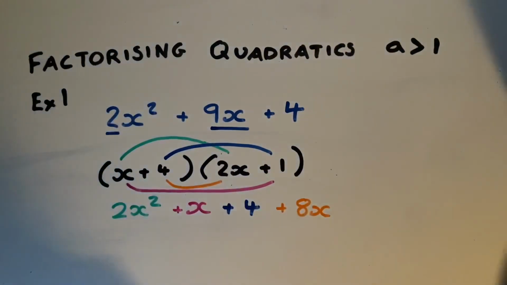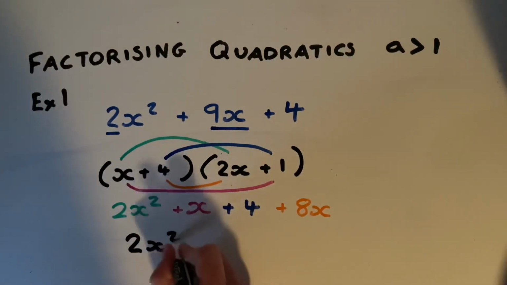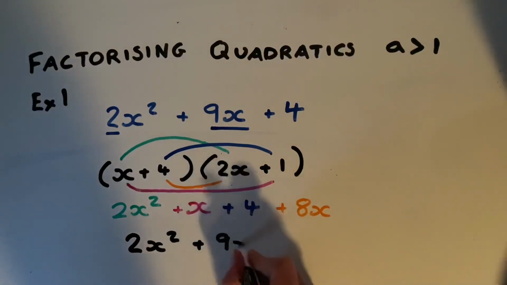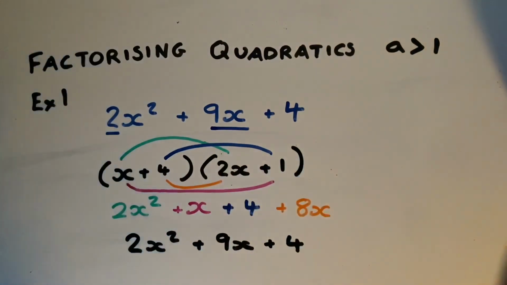And collect all of our like terms, that will give us 2x squared plus 9x plus 4. Exactly how we had it at the start. Really good work there, class.